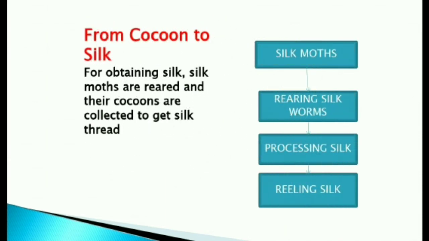From cocoon to silk. For obtaining silk, silk moths are reared and their cocoons are collected to get silk thread. That means the process goes like silk moth to rearing silkworms, processing silk and reeling silk.